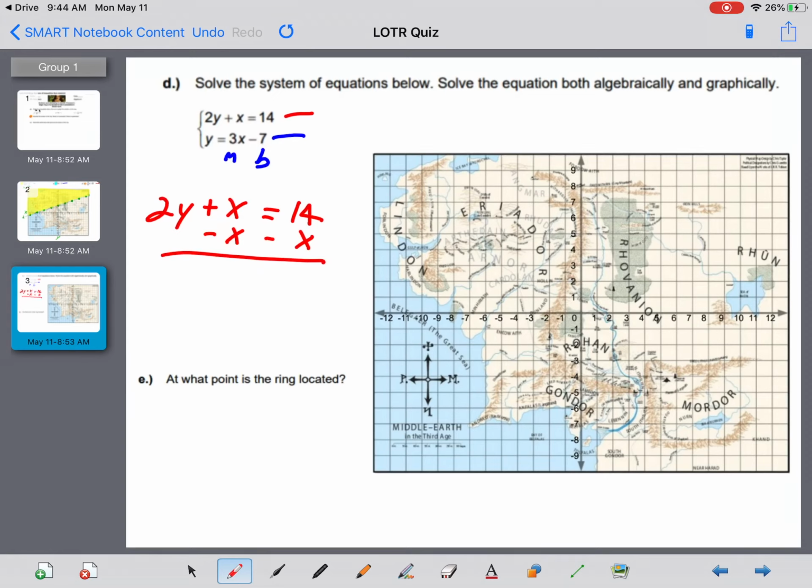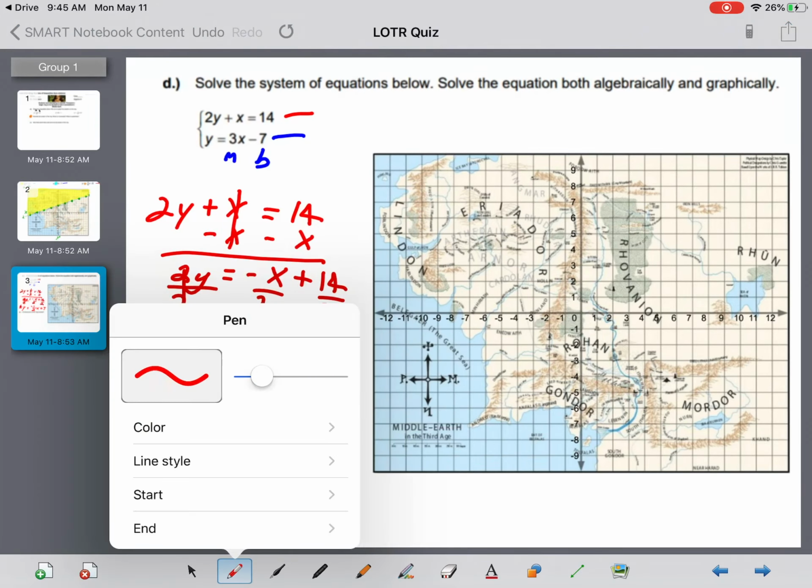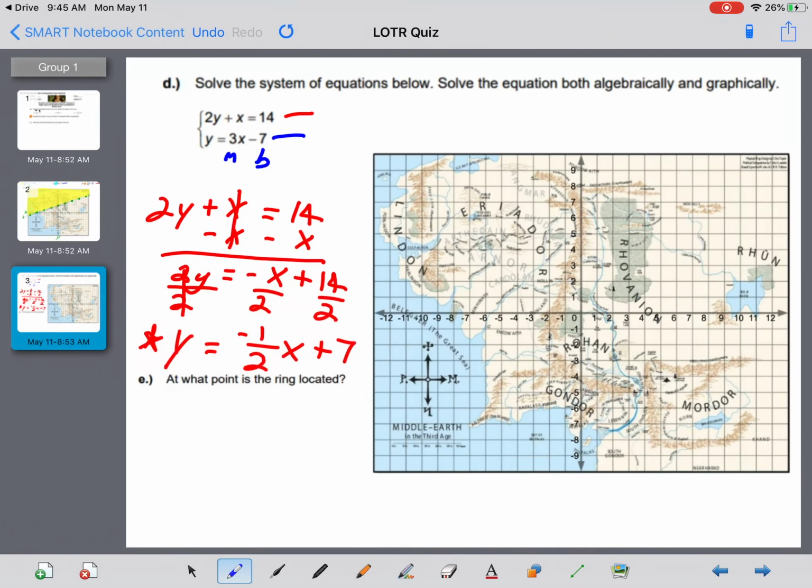So currently we have 2y plus x equals 14. I need to get y alone. I'm going to subtract x on both sides. X's cancel. We have 2y equals -x plus 14. To get y alone, you need to divide by 2. 2's cancel. y equals -1/2 x, and 14 divided by 2 is 7.